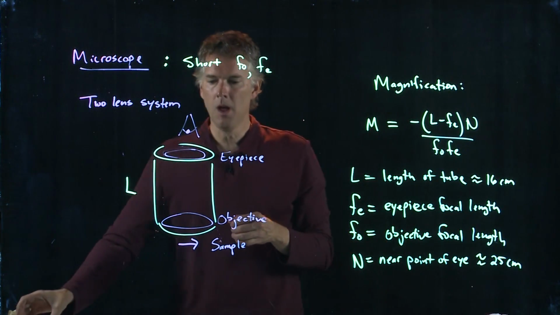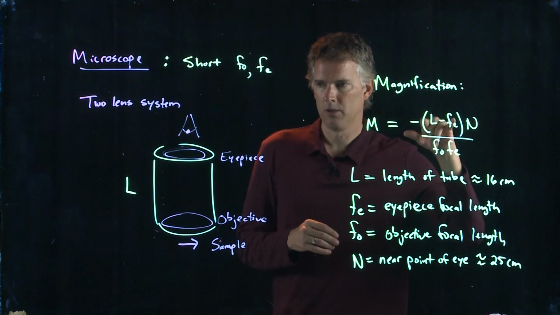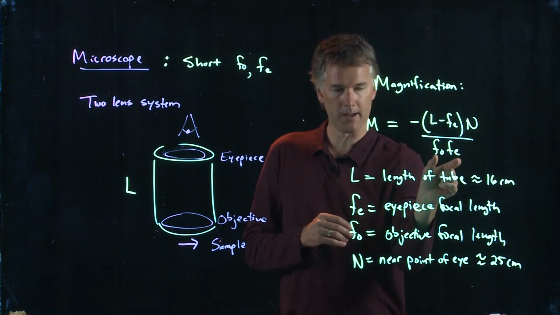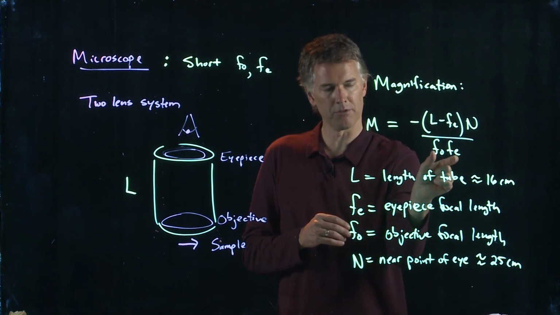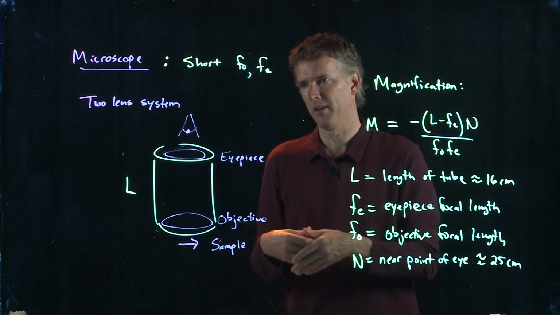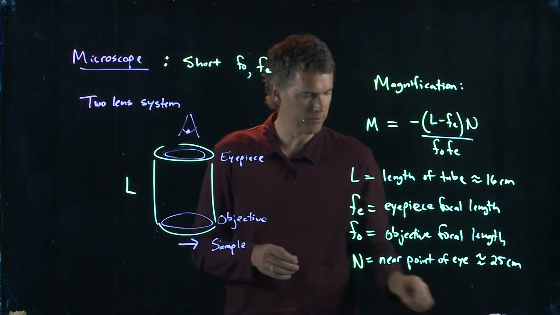Okay? But put them together in the right orientation, and now you get a dramatic increase in the magnification because those are multiplying each other down here. So if both those things are small, M can be very big. And you've looked through microscopes that are 100x, 200x, 500x. Okay, you can get incredible amounts of magnification.